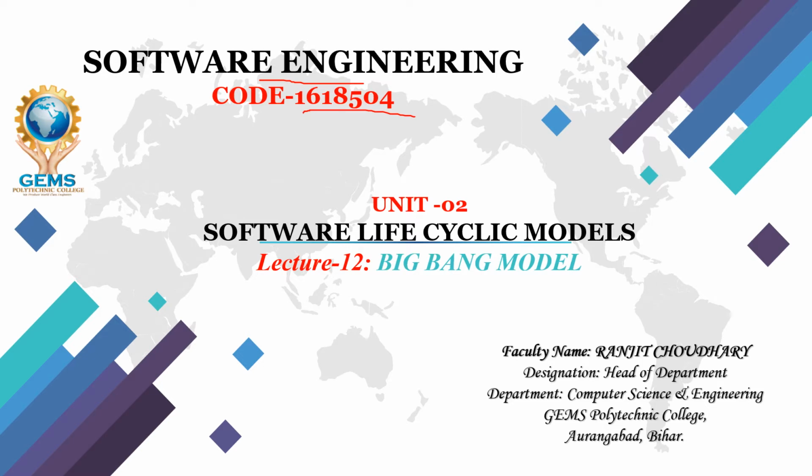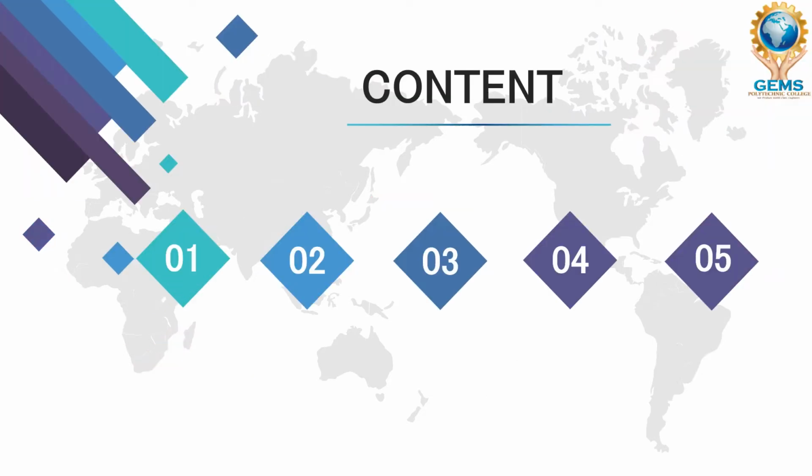So this Big Bang model belongs to the second unit of software engineering. The second unit name is software life cycle models. So now we are going to see more about the Big Bang model.